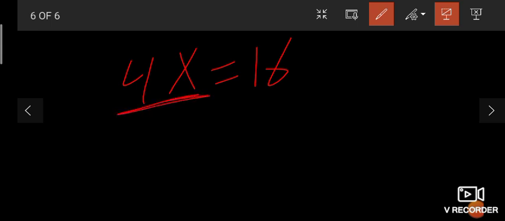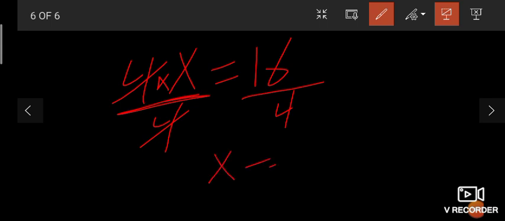Another example: 4x equals 16. Then we divide by 4. We make the opposite operation; here it is times, then we divide by 4 on the two sides. Okay, then cancel, then 16 over 4 equals 4, then x equals 4.